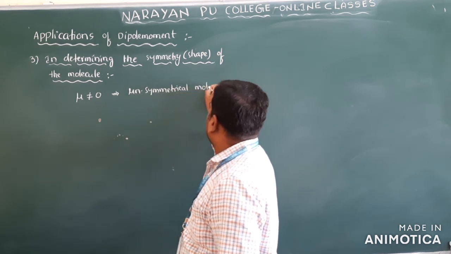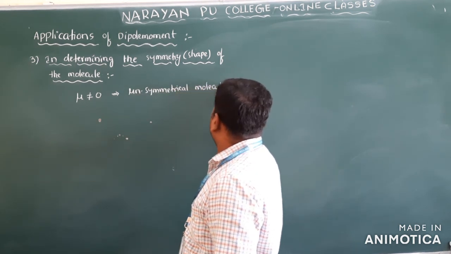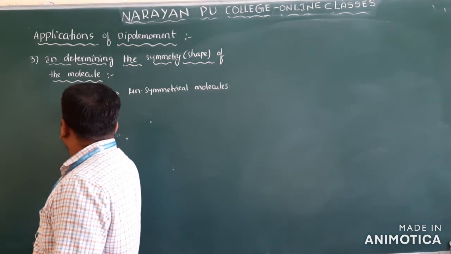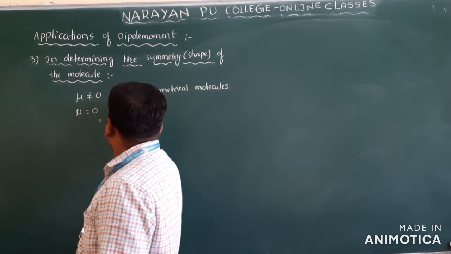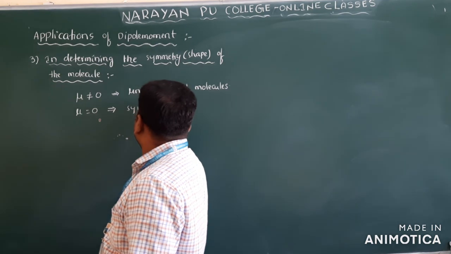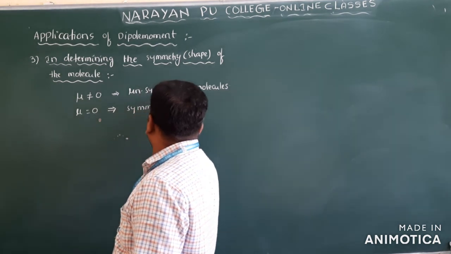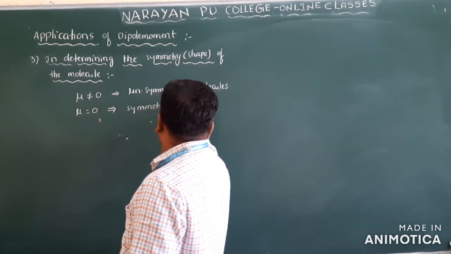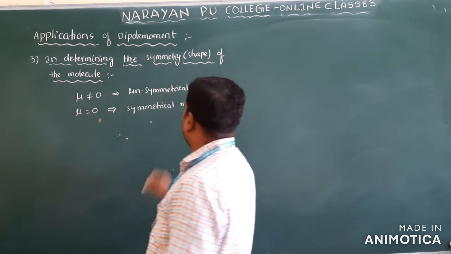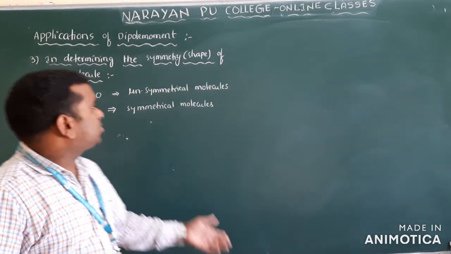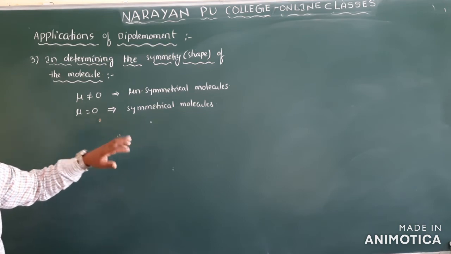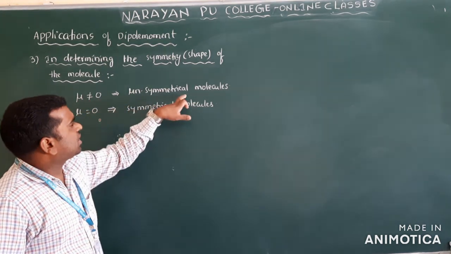Unsymmetrical molecules. And if mu is equal to 0, those types of molecules we will call symmetrical molecules. Clear? I will take an example. So mu is equal to 0 means symmetrical molecule, and mu is not equal to 0 means unsymmetrical molecule.